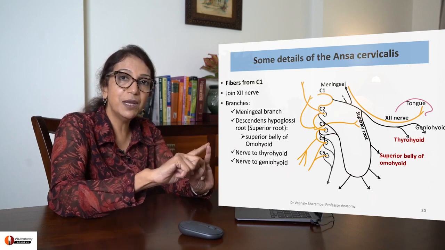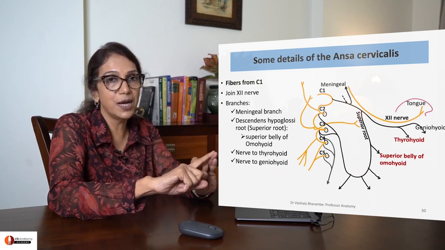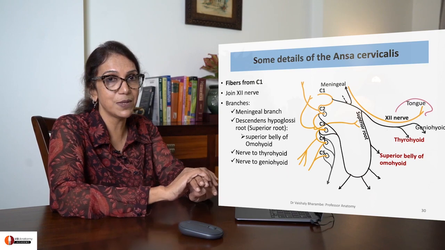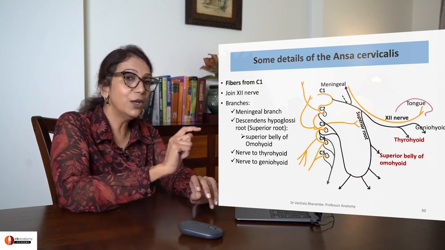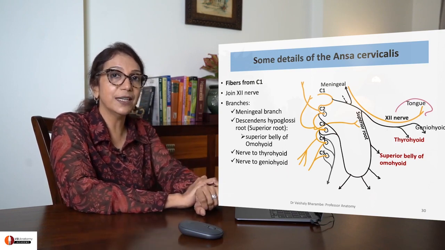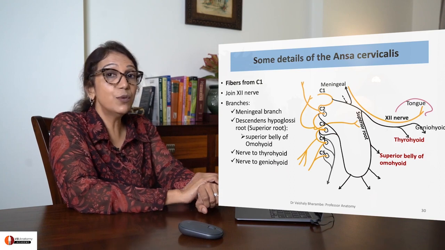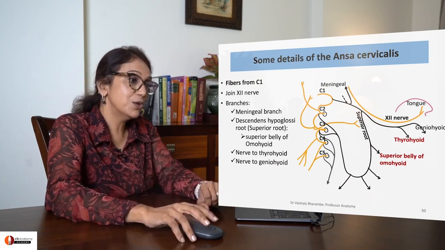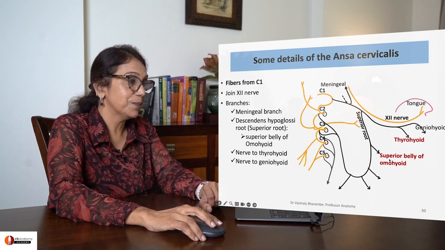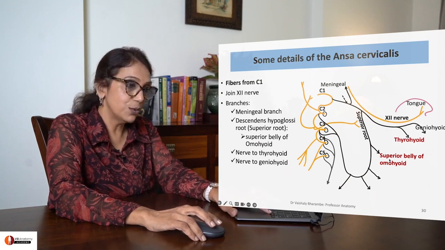So, we've got the superior belly of omohyoid and the thyrohyoid, both supplied by C1 fibers, out of which only one got supplied by Ansa. Did you note that? Which one was supplied by Ansa? The superior belly of omohyoid. Okay, we'll revise this, don't worry.